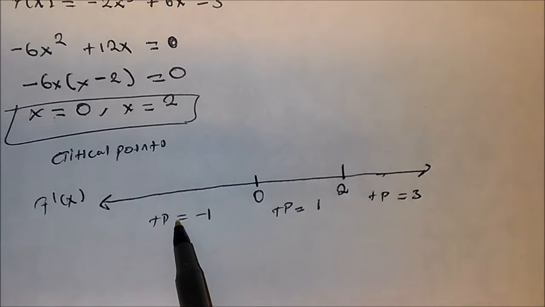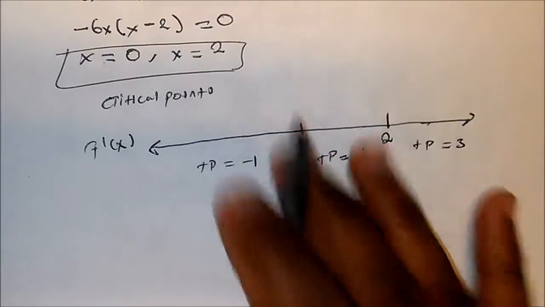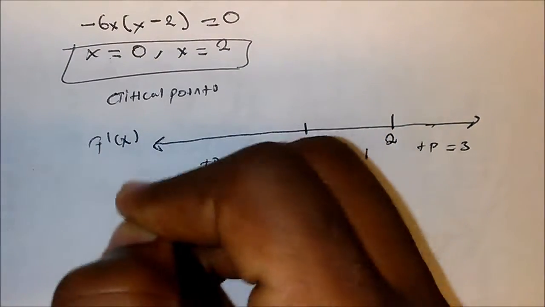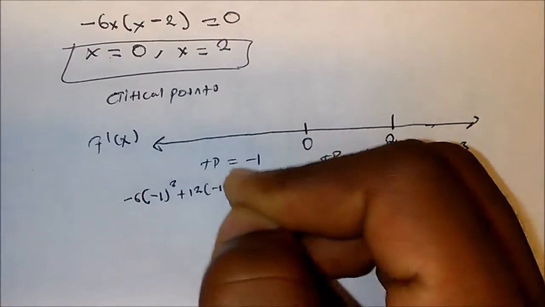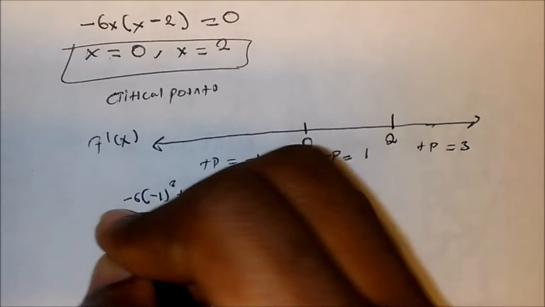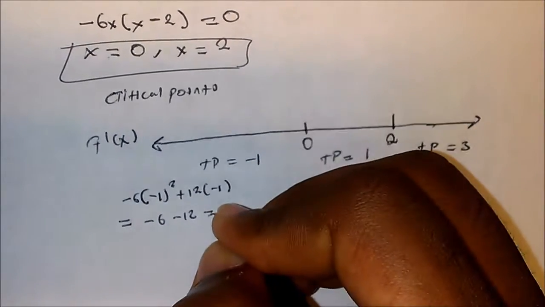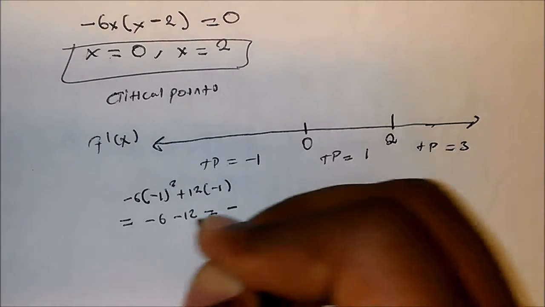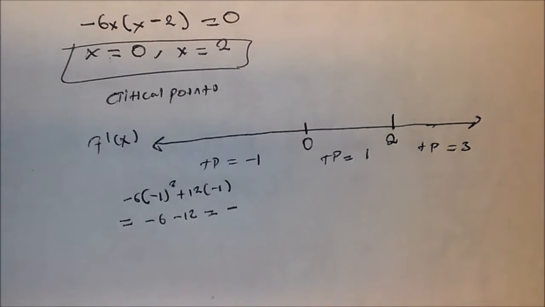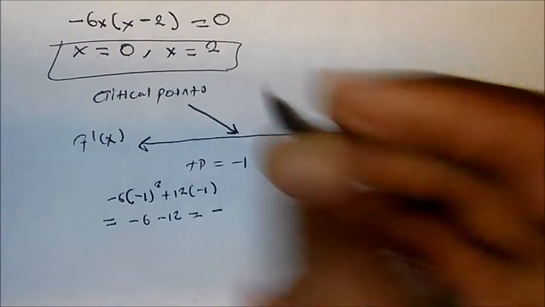So I plug these numbers back into the original derivative. And again, negative 6 times -1 squared plus 12 times -1. Well, this is just equal to -6 minus 12. And that's just going to equal a negative. We don't care about the number, we just want to find the sign. So if this is negative, which will give us -18, well, this tells me that my graph is doing something like this on this interval. It's negative.